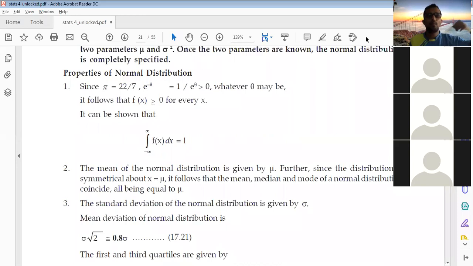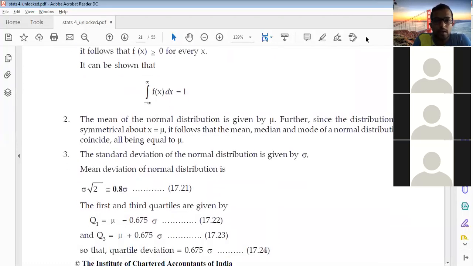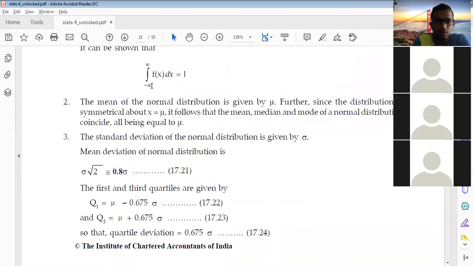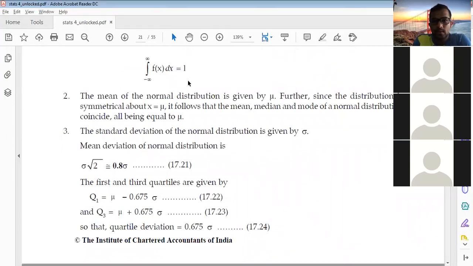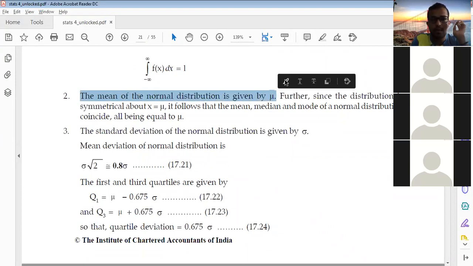Please write the side heading: properties of normal distribution. The first property we have already seen, not important at all: the integration of f of x dx from minus infinity to plus infinity is equal to 1. We don't have to prove it. From here, write the point, students. If you have written already, don't write it. First point: the mean of the normal distribution is mu. The mean of the normal distribution is mu.